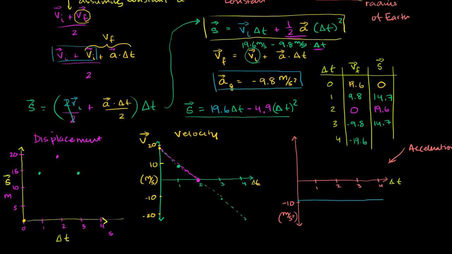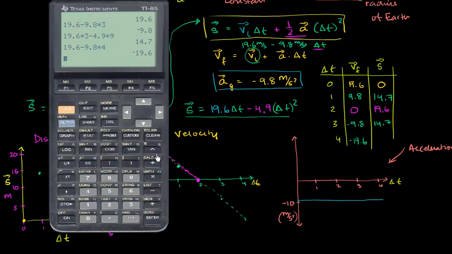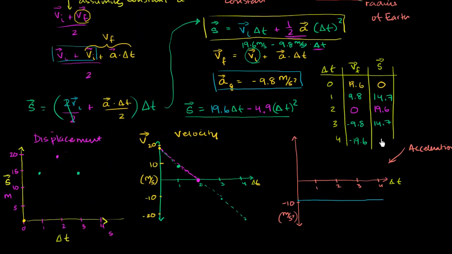And what is our displacement? Get the calculator out. So our displacement is 19.6 times 4, 4 seconds have gone by, minus 4.9 times 4 squared, which is 16. So times 16, which is equal to 0. Our displacement is 0. We are back on the ground.